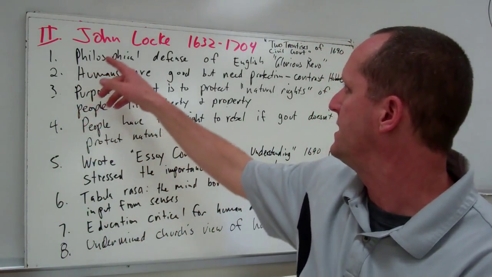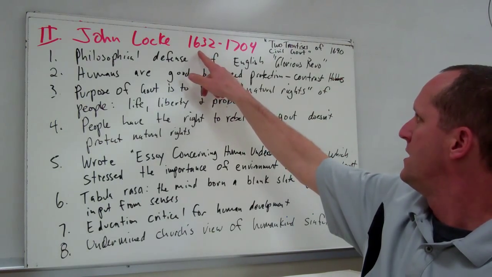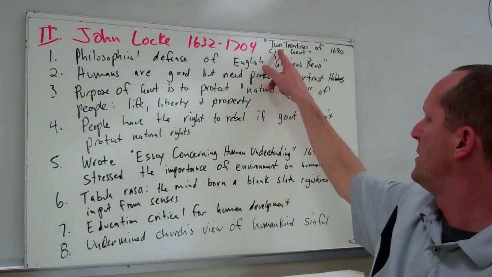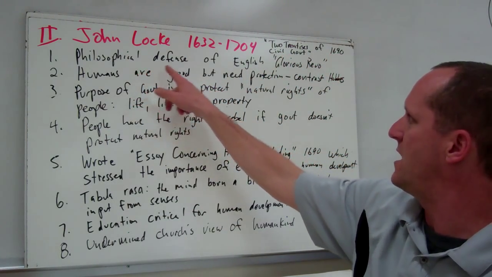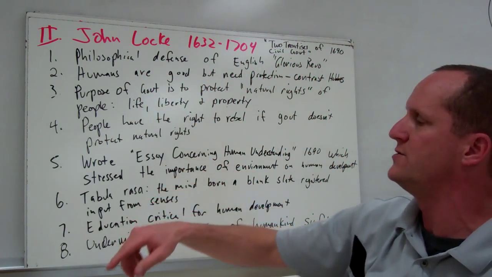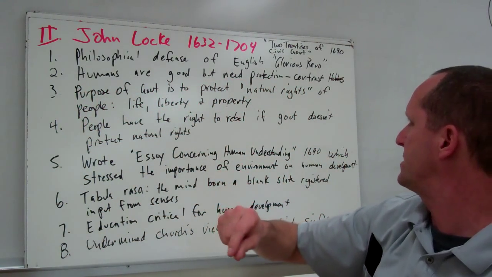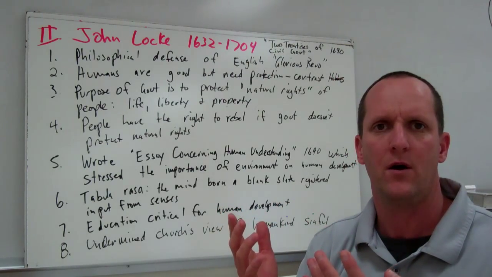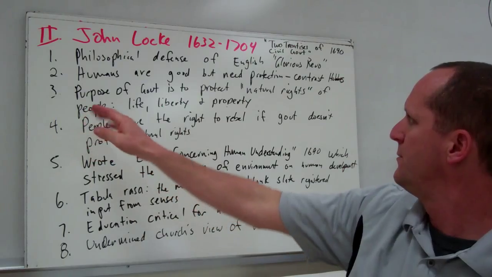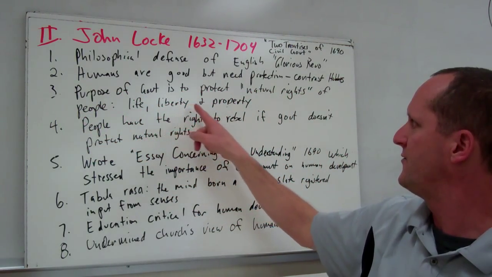All right, John Locke was one of the first scientists at the time. 1632 to 1704, he wrote the Two Treatises of Civil Government, 1690, philosophical defense of the English Glorious Revolution. Talked about how humans are good, but they needed protection. And this was a contrast to Hobbes. Hobbes had written how everyone is sinful and bad. The purpose of the government is to protect natural rights of people: life, liberty, and property.